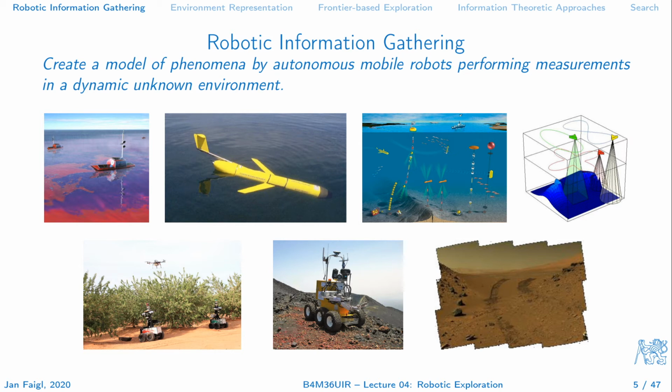So the robots need to sense, need to navigate, need to localize in the environment and create a model of the spatial temporal phenomena. So the robots also need to determine where to go and what should be the next action to actually improve the model of the phenomena.